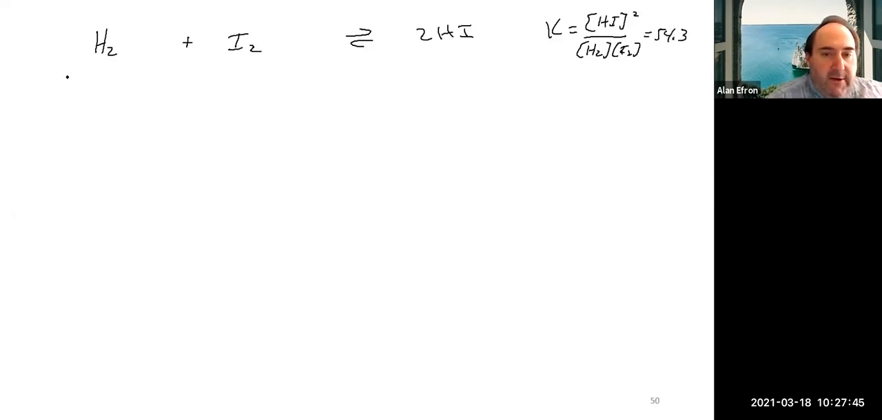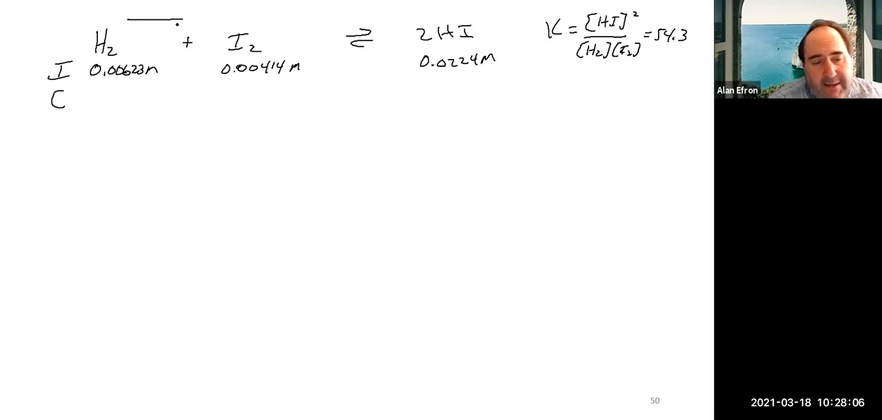So initially here, it looks like it was 0.00623 molar, 0.00414 molar. And again, here we actually do have a value on this side. By doing the Q, we did verify that it's going to be heading in this direction, which means we're going to do minuses on the left here. So this would be minus X, this would be minus X, and this would be plus 2X because of the coefficient that we have there.